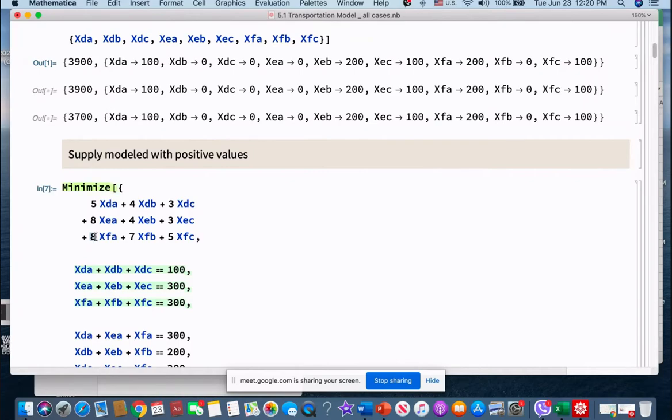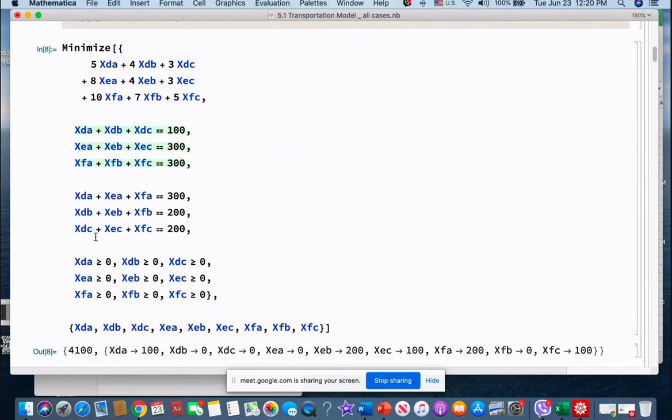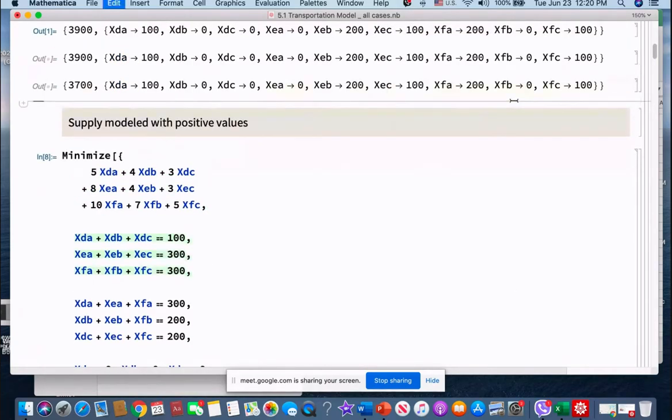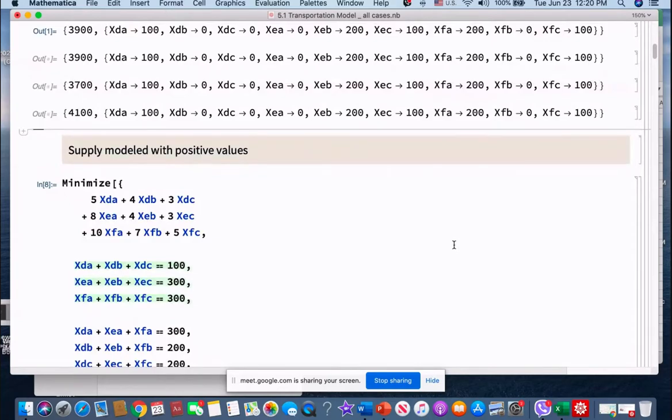If that shipment cost is higher, do I have any different shipment? Yes, 4,100. I take it and I bring it here so I can compare it. Do I have any different shipment? The shipments are exactly the same as I had before. The only thing that is different is the cost. Therefore, if this cost goes up and down, it has an impact on my overall cost, but does not have an impact on the shipments that I have.